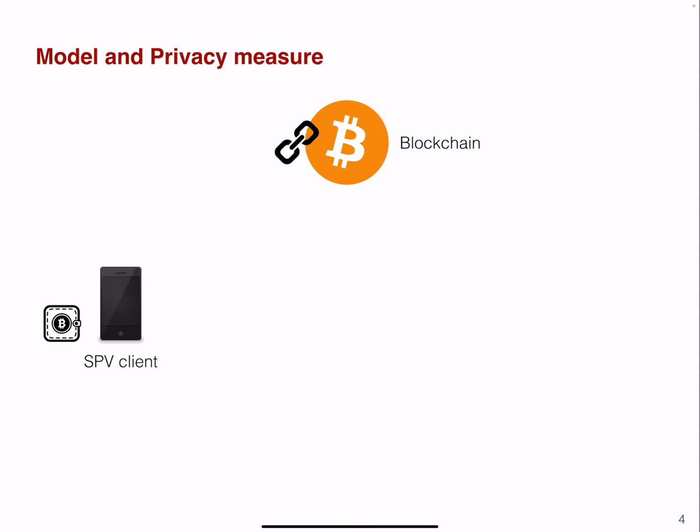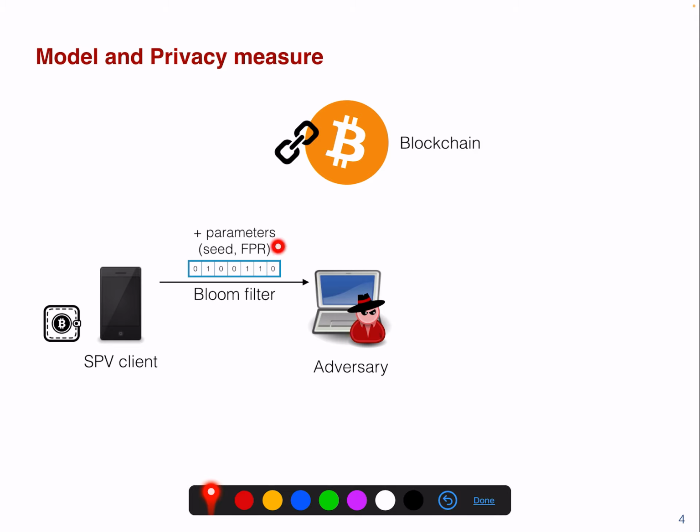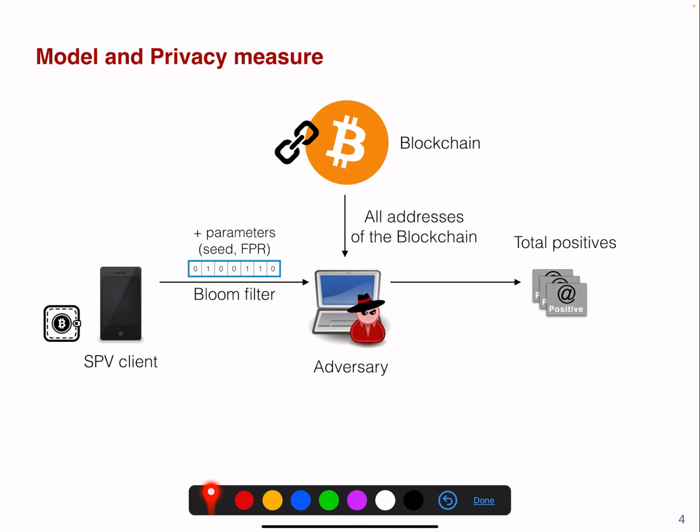Now, in order to verify this promise, we have the following model and privacy measure. We have an SPV client here, and we have a blockchain. We have an adversary that runs a full Bitcoin node, and the SPV client connects to this particular adversary. The Bloom filter is parameterized with a set of parameters such as the seed and the target false positive rate. We take all the addresses of the blockchain, perform a brute force search, and get a total number of positives. These are yielded from the Bloom filter.